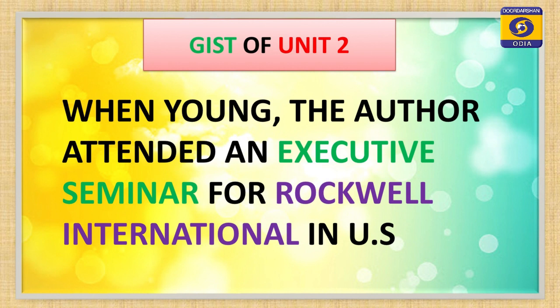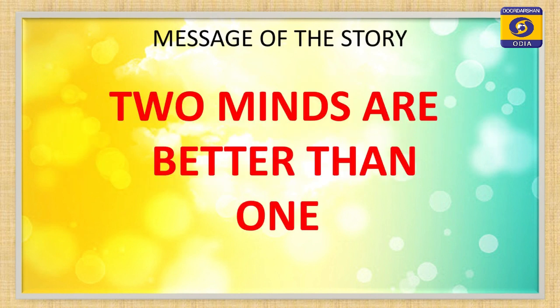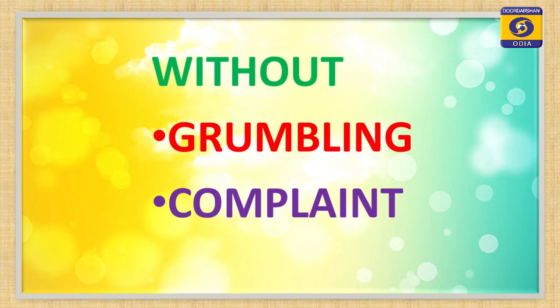So, the gist of unit 2 is that when Sam Pitroda was a young man, he attended an executive seminar for Rockwell International Company in the United States of America. During daytime the seminar was there, but in the evenings they broke out into groups of 5 and did any work given to them. Nobody grumbled to do things, making coffee, making notes, cleaning the board. Anybody was to do anything. There was no room for grumbling and complaints. They are negative things. You have to think positive, work positive.